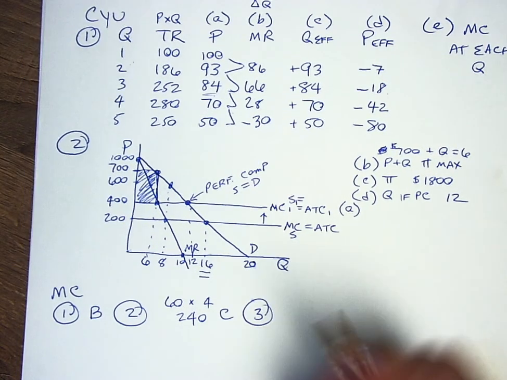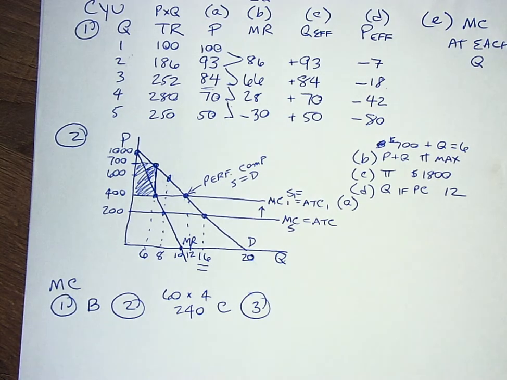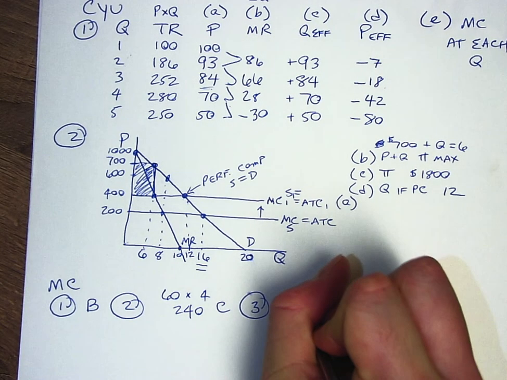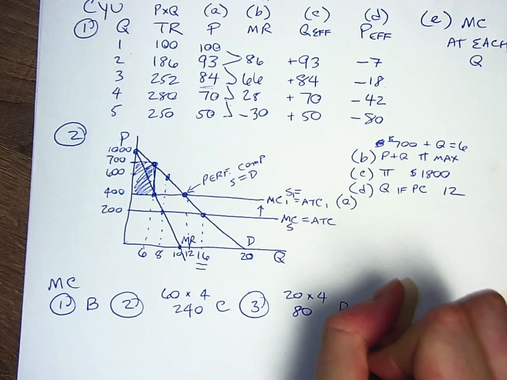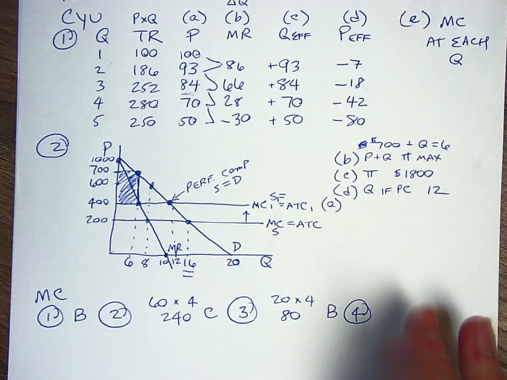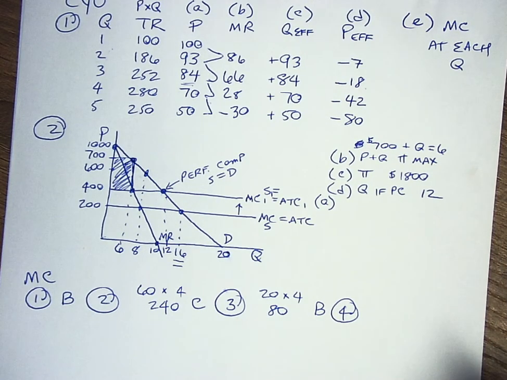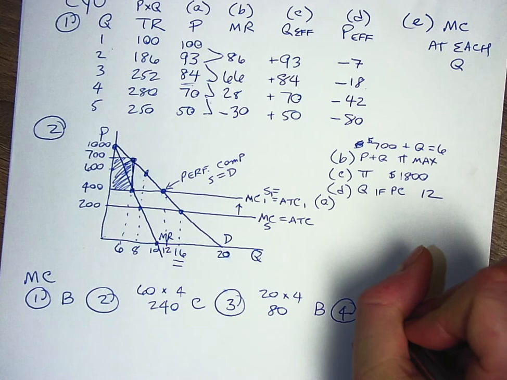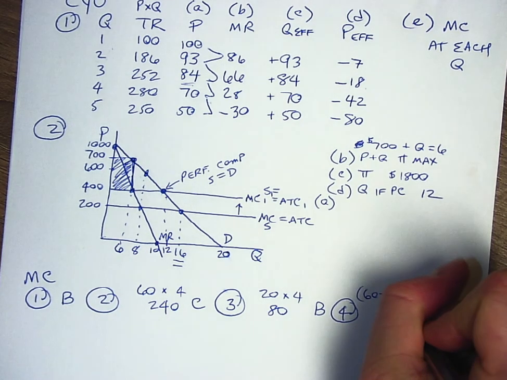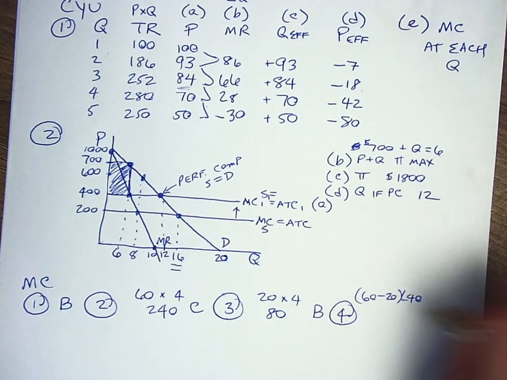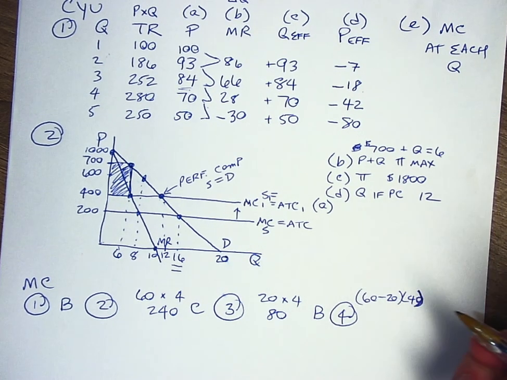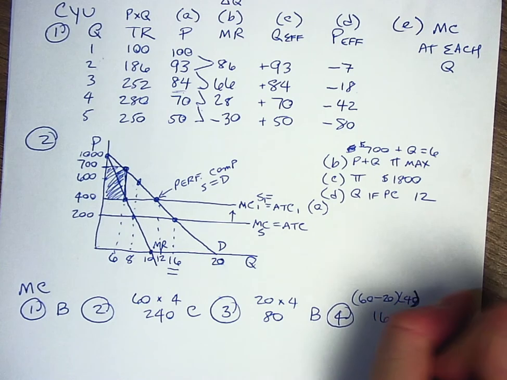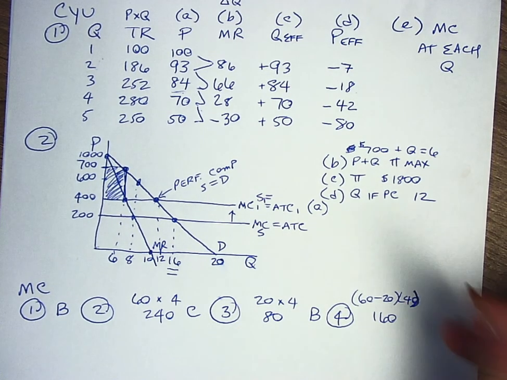Number 3. The monopolist's total cost is the ATC times the quantity. So that's 20 times 4 is 80. So that's going to be B. Number 4. And the profit is the difference between the two, so 60 minus 20 times 4. That's just 40 times 4 is 160. And 160 is D.